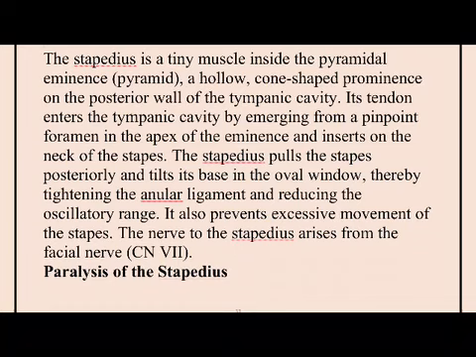The stapedius muscle pulls the stapes posteriorly and tilts its base in the oval window. As it does so, it tightens the annular ligaments and reduces the oscillatory range. So the stapedius muscle is very important because it also prevents excess movement of the stapes. The nerve that supplies the stapedius muscle arises from the facial nerve.